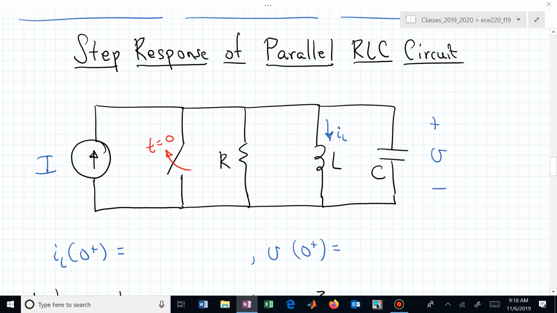What's the current flowing through I sub L if that switch is closed? This is for t less than 0. It's set there for a long time, and what has it decided to do?